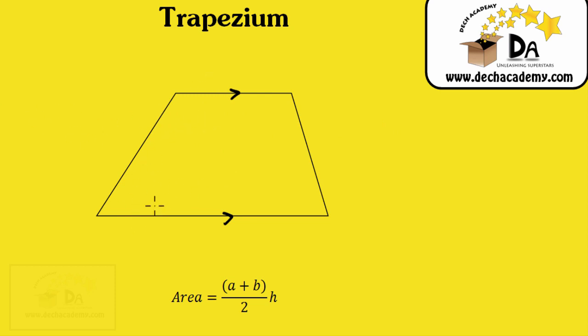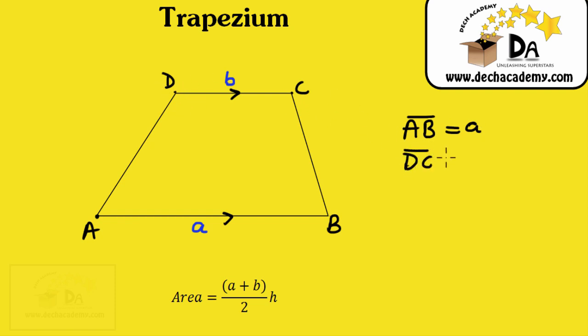I'm going to label this side as having a length of a, and this other side as having a length of b. To make it clearer, A, B, C, D. So I'm using upper cases for the vertices. Side AB has a length of a units, whatever the units are. The side DC has a length equal to b units. So we're only interested in the length of the parallel sides.